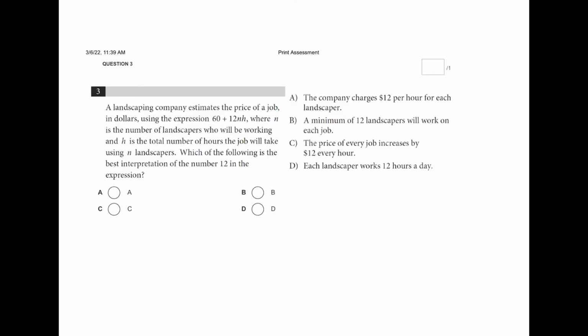Here, the $60 is the one-time fee or the starting value because the company charges you $60 just for showing up no matter what. And then there's a per worker charge of $12, but then there's the number of workers and the number of hours. So $12 an hour is then multiplied by how many workers are on the job site. So what does 12 mean? It's $12 per hour for each landscaper.